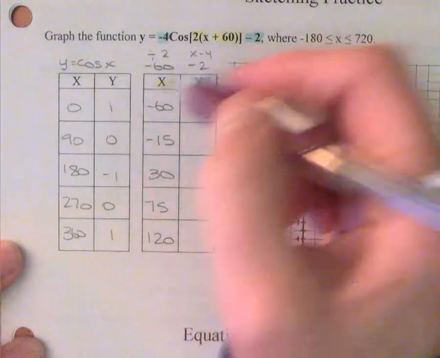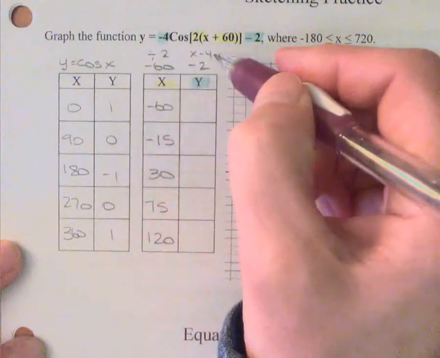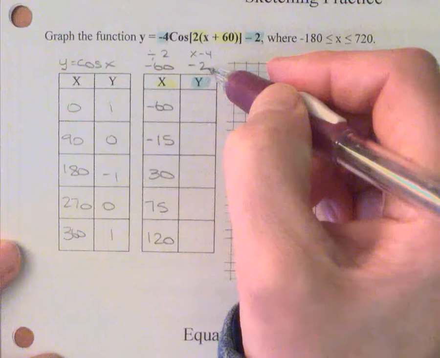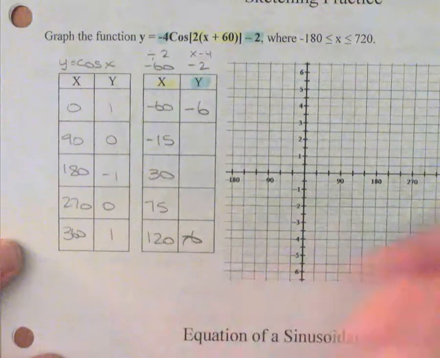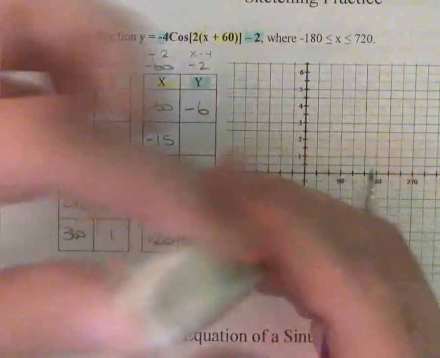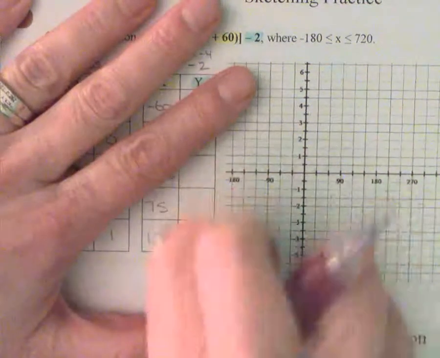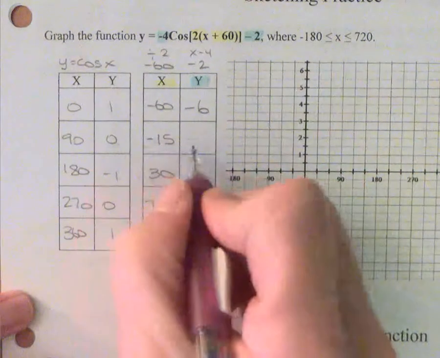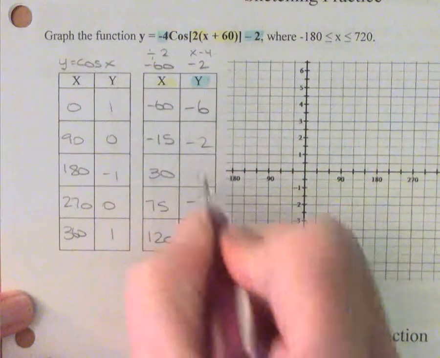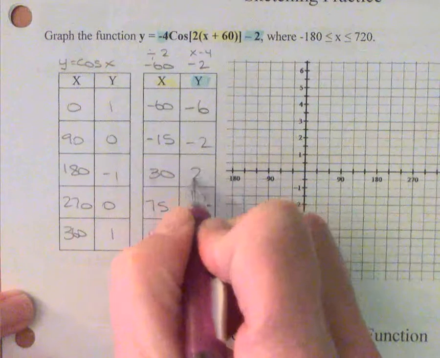And now for all of these, I'm going to multiply by -4 and subtract 2. So that makes these ones minus 6. That makes these ones minus 2. And that makes this one 2.